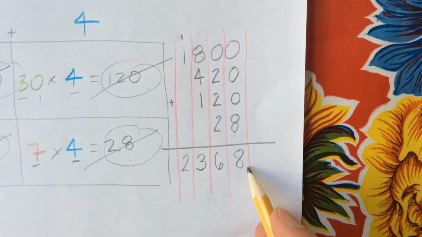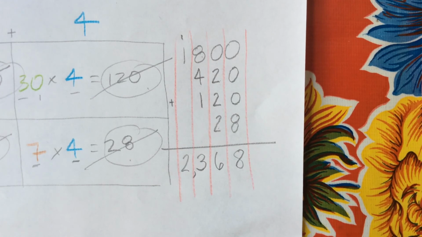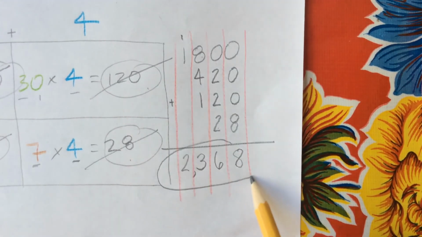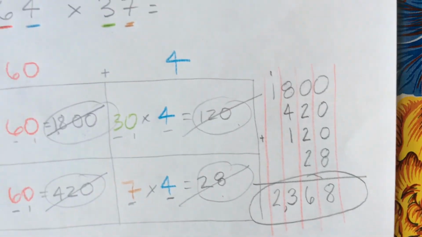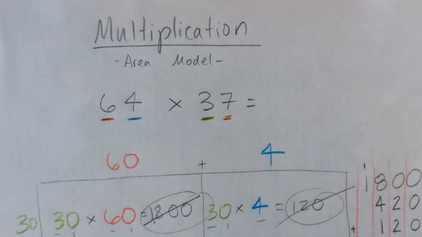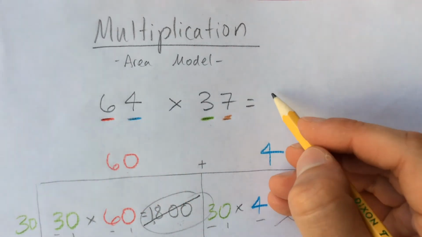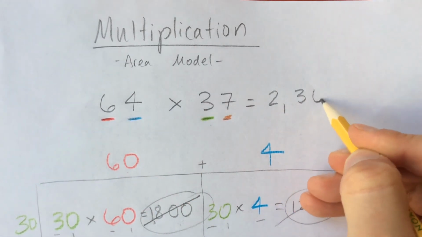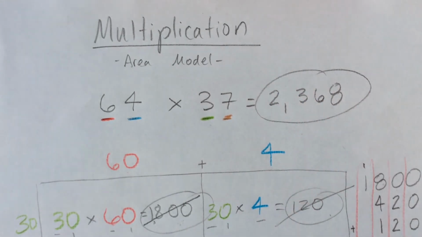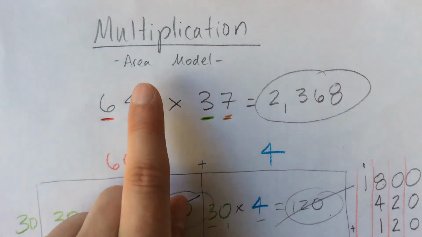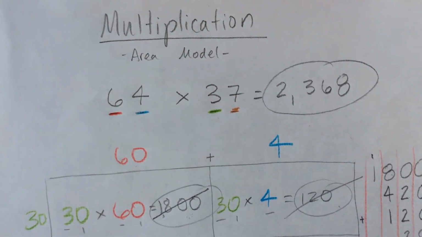And I know that my comma goes 1, 2, 3 spaces over. And so my product is 2,368. And I'm going to write that up here because I am a good student. 64 times 37, again, is 2,368. And I circle my product. And that is how you multiply using the area model. Alrighty, over and out.